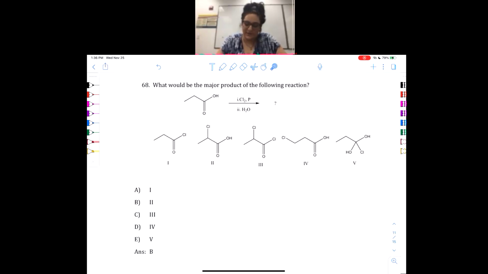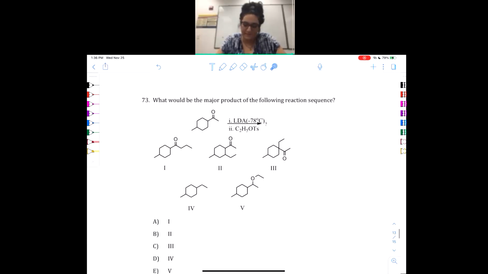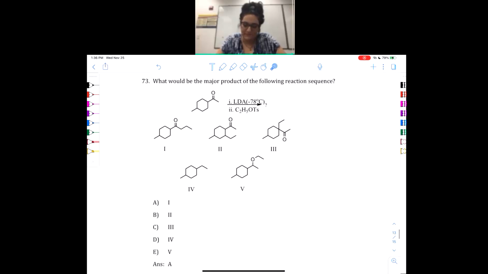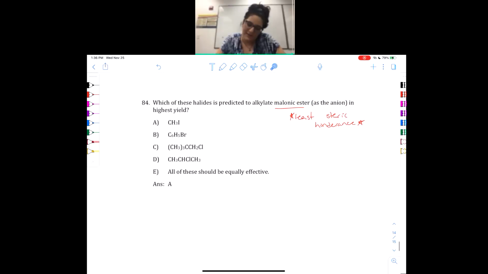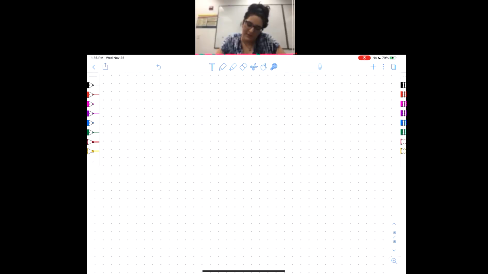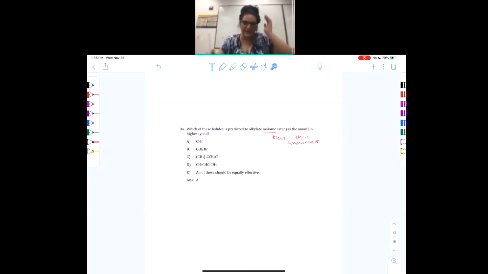We haven't done this reaction yet, so let's skip it for now. We can skip that for now. Okay, so that's all the practice problems in this packet that we have learned the mechanisms for.